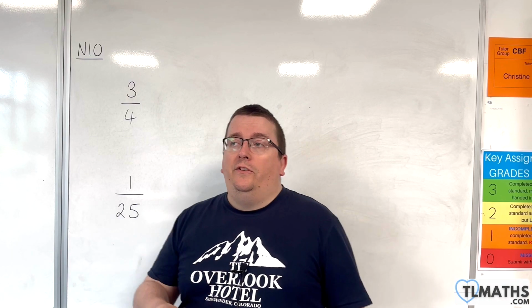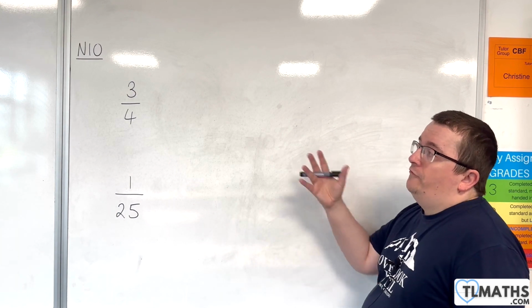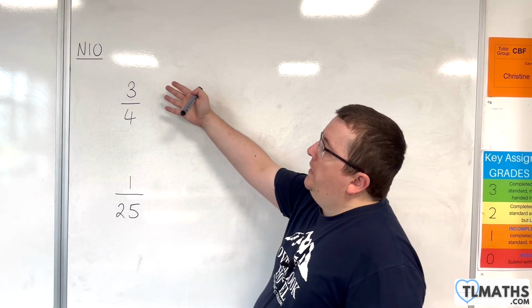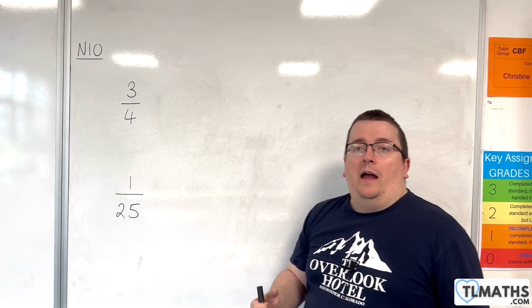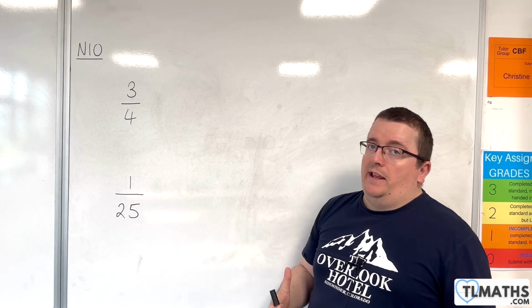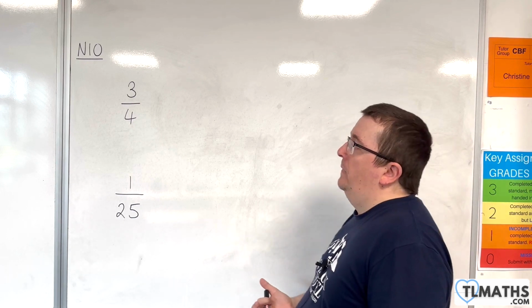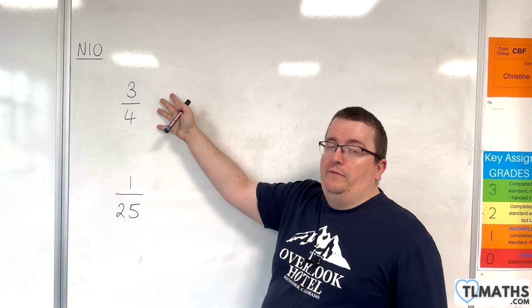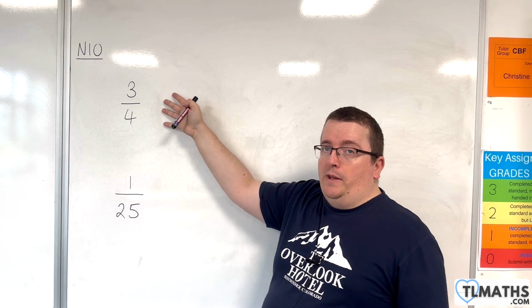So in this video, we're going to look at how we can convert fractions into decimals, and the result of converting these two into decimals will result in a terminating decimal, and you'll see what that is in a moment. Now, 3/4 we should probably already be able to identify as 0.75, so we know what the answer should be.